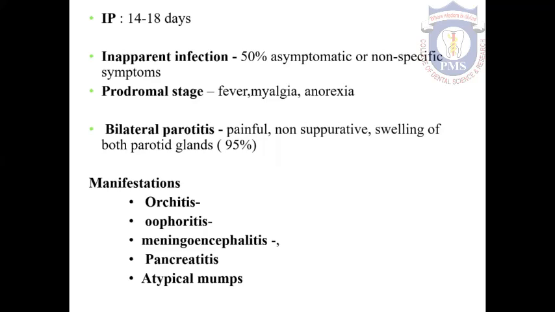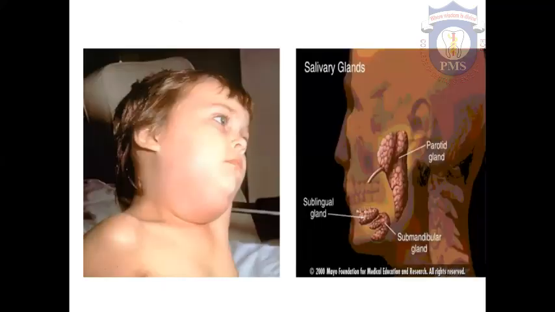Oophoritis occurs in about 5% of women. Aseptic meningitis occurs in less than 10% of cases with a male predominance. It is self-limiting. Pancreatitis occurs in 4% of infections and may lead to diabetes. Atypical mumps: parotitis may be absent in 10% of cases and patients directly present with aseptic meningitis. This is a picture of mumps with parotid gland swelling.